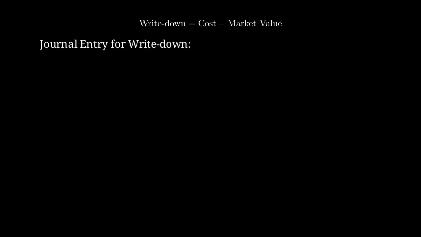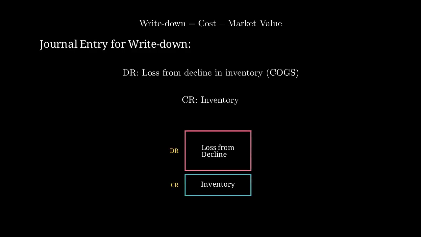Let's look at the journal entry required to record an inventory write-down. We debit a loss account, which increases cost of goods sold. We credit the inventory account to reduce its carrying value. This visualization shows the debit to loss and credit to inventory that reduces the asset value.